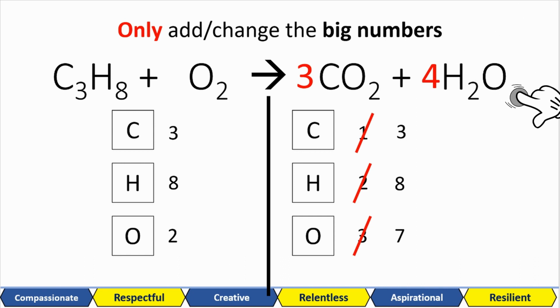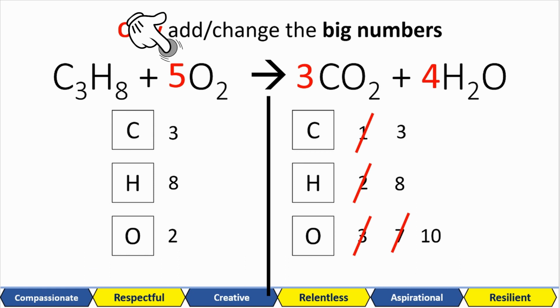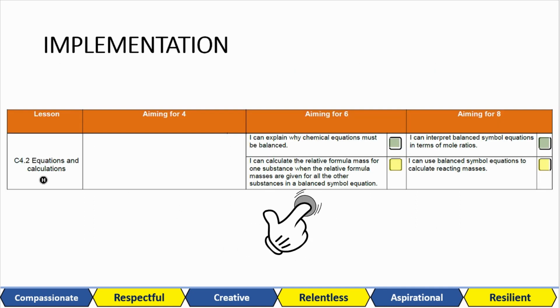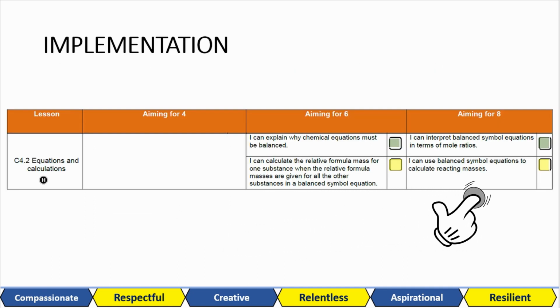4 times 1 oxygen gives us 4 oxygen atoms over here. Plus the 6 that we already had over here gives us 10 oxygens on the right hand side. Now to get 10 oxygens on the left hand side, we need to multiply by 5. So 5 times 2 oxygen gives us 10 oxygens. Boom. We can tick off the last 2 success criteria in one go as well.